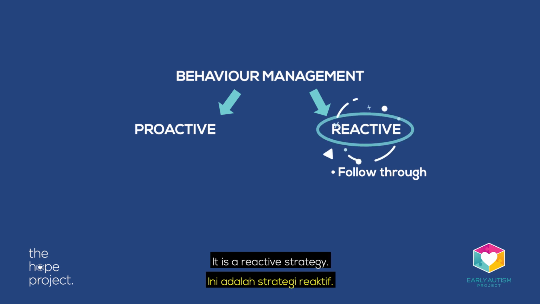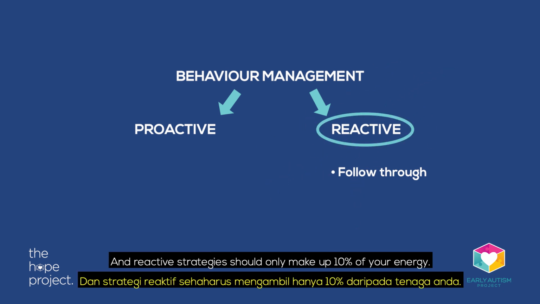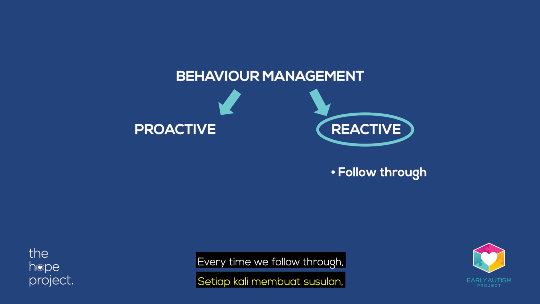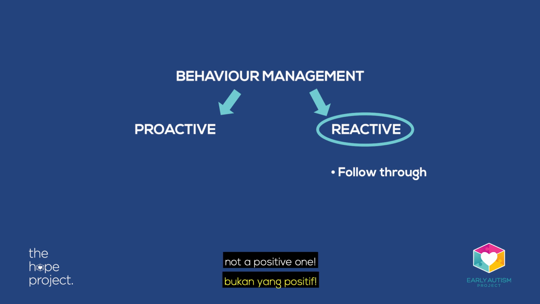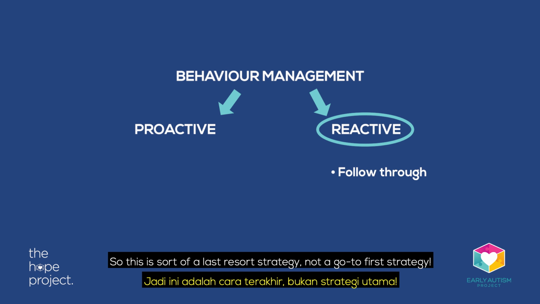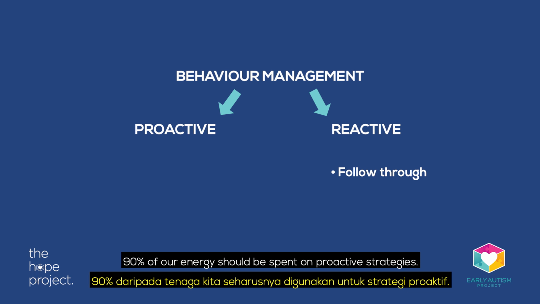It is a reactive strategy, and reactive strategies should only make up 10% of your energy. Every time we follow through, we risk creating a negative association with the table, not a positive one. So this is sort of a last resort strategy, not a go-to first strategy. 90% of our energy should be spent on proactive strategies.